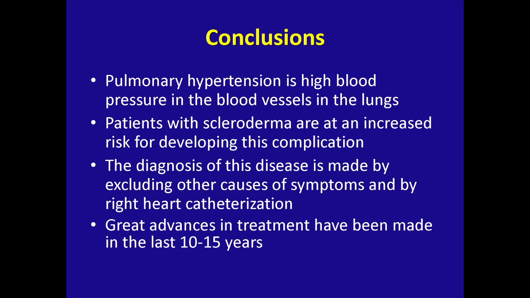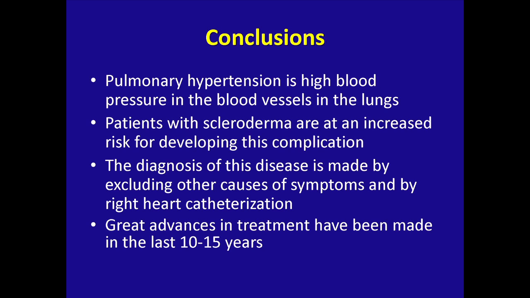So I'm just going to conclude by saying pulmonary hypertension is just high blood pressure in the lungs. Patients with scleroderma are at an increased risk for developing this complication, so active screening is very important, and we screen by yearly echocardiograms, yearly pulmonary function tests, and then there's some lab work that we use occasionally to screen as well. The diagnosis of this disease is made by excluding other causes of the symptoms and by the right heart cath. So we look for other things that can make people short of breath, other things that can cause the other types of pulmonary hypertension, and then ultimately end in the gold standard test, which is the right heart catheterization.